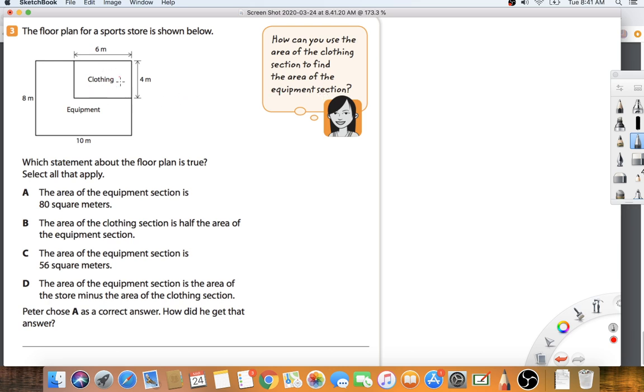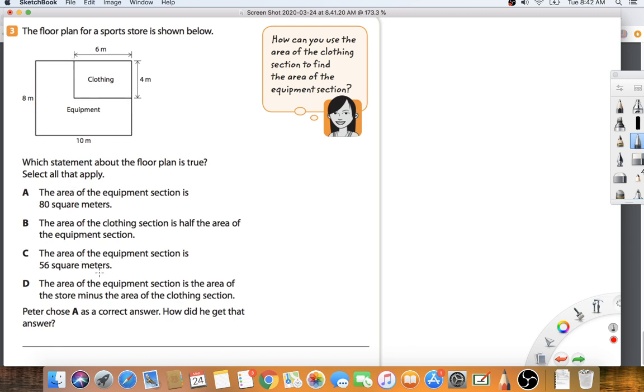So we have this clothing section. It says which statement about the floor plan is true? Select all that apply. The area of the equipment section is 80 square meters. So equipment is at 80 meters. 8 meters times 10 meters. No, that's not true. 8 times 10 is 80, but the equipment is only this part right here. It doesn't count the whole thing. So it wouldn't be 8 times 10 as 80. So it can't be A.